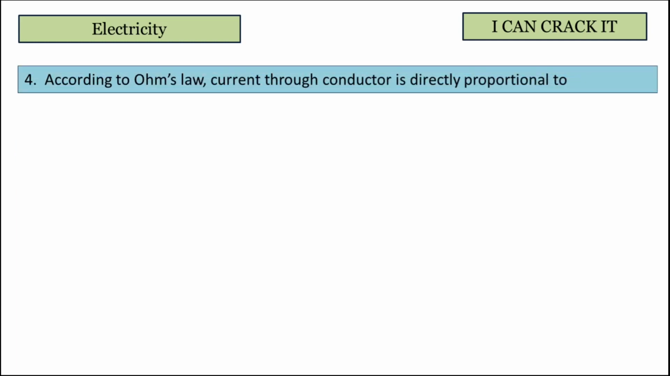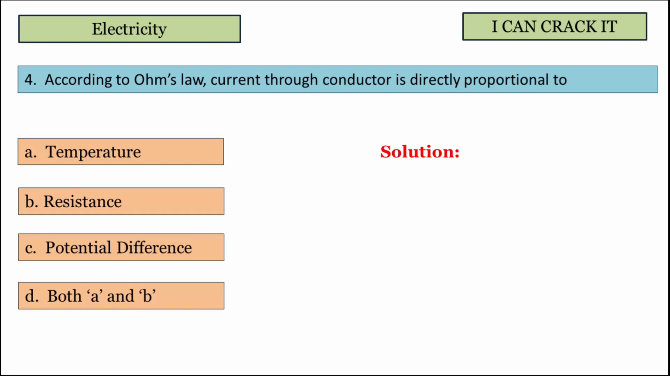Now let's see the next one. Let's see the fourth question. According to Ohm's law, current through the conductor is directly proportional to.